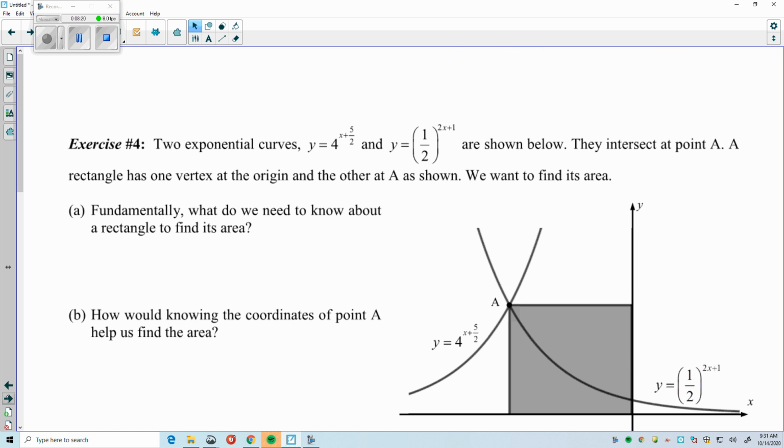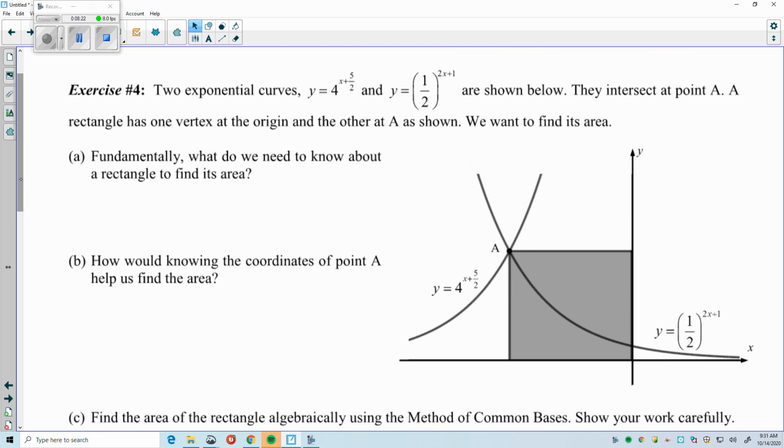Okay. Now we're going to look at this graphically. So we have 2 exponential curves, and it says they're shown below, and they intersect at point A. And we have a rectangle, it has one vertex at the origin, so that's 0, 0, and the other at A. We want to find its area. So fundamentally, what do we need to know about a rectangle to find its area? Well, we need 2 dimensions. You either need the length and the width, or some people like to call it the base and the height. Either one is okay.